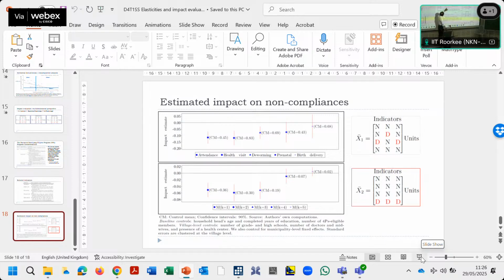So attendance was 45% for the control group. Then you had a reduction of around 8 to 12 percentage points. So for the treatment group, it was 45, it moved to around 33 or something like that. So this is the difference between the control group and the treatment group. But for birth delivery, the control mean was 68%. Some of this did not change.